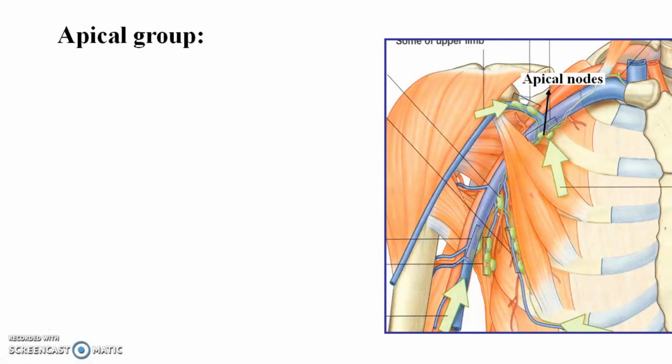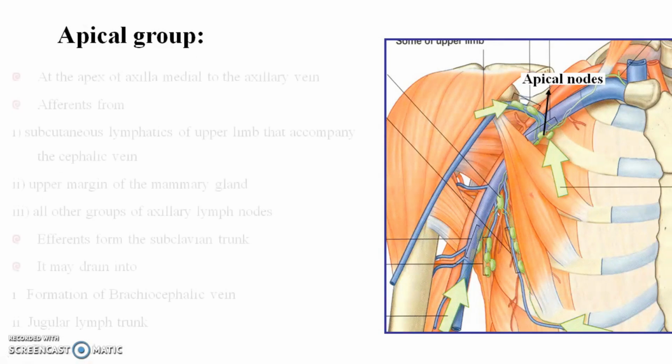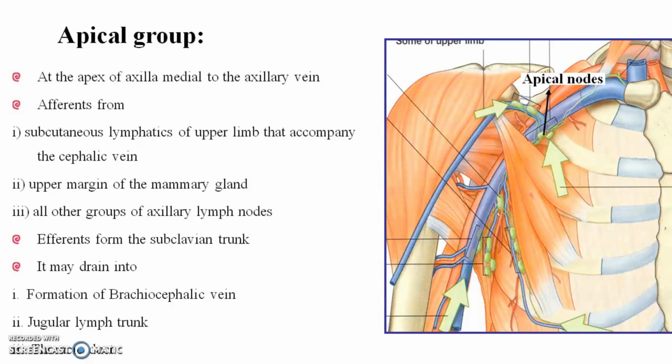Now we can move on to the apical group. Talking about the apical group, in this picture you can make out it is present at the apex of the axilla, and it is medial to the axillary vein. Afferent vessels come from the subcutaneous lymphatics of the upper limb, which accompany the cephalic vein, and also from the upper margin of the mammary gland, and from other groups of axillary lymph nodes such as central, anterior, posterior and also the lateral group. Everything is going to drain into this axillary lymph node.